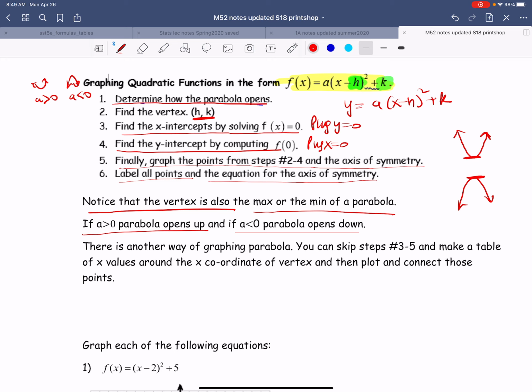There's another way of graphing a parabola. You can skip steps 3 and 5 and make a table of x values like we did in the other video, in the general form of the quadratic equation. That's in the other video, so look at that video. That method can also be used here. Once you know the vertex, you can make a table of x values around the vertex and plot at least 5 points and get your parabola.